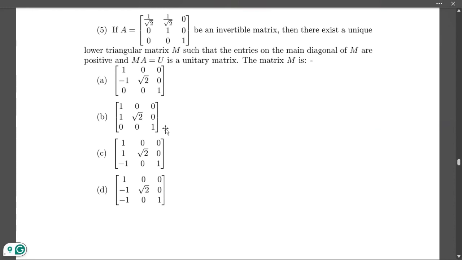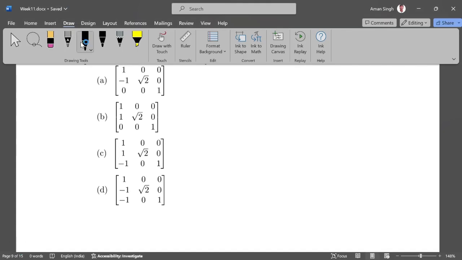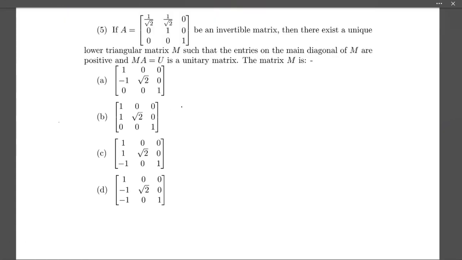Fifth question. We have an invertible matrix A. There exists a unique lower triangular matrix M such that entries on the main diagonal of M are positive, and M times A becomes a unitary matrix U. So what is matrix M? If you remember, we should use the Gram-Schmidt orthogonalization process for this, right? So let's see.